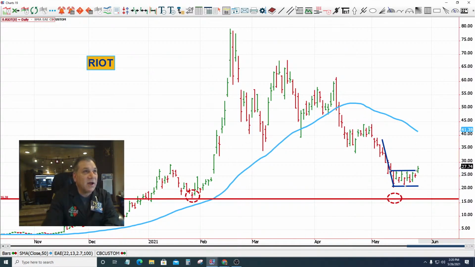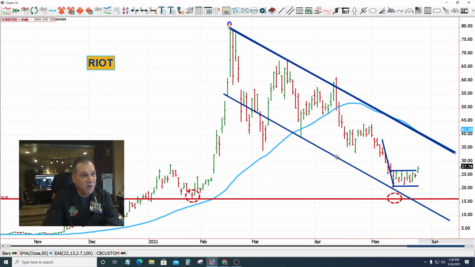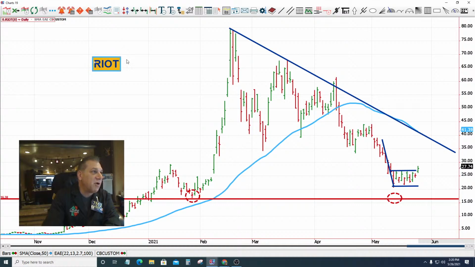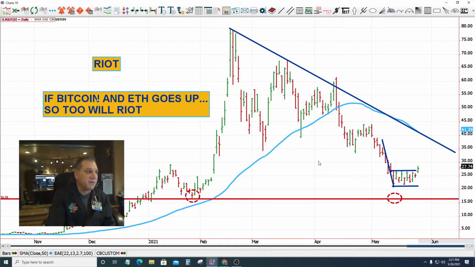So, the other side of this is, look at how you fell through. And I guess you can basically call this some kind of a channel on the way down. Something happened here on the way down, a form of a channel. So, that's not looking great right now. And unless you can negate this bear flag and move up nicely, got to be worried. Now, what would you do with RIOT? Here's what I would do with RIOT. That's my opinion from looking at the chart. If Bitcoin and Ethereum go up, so too will RIOT.